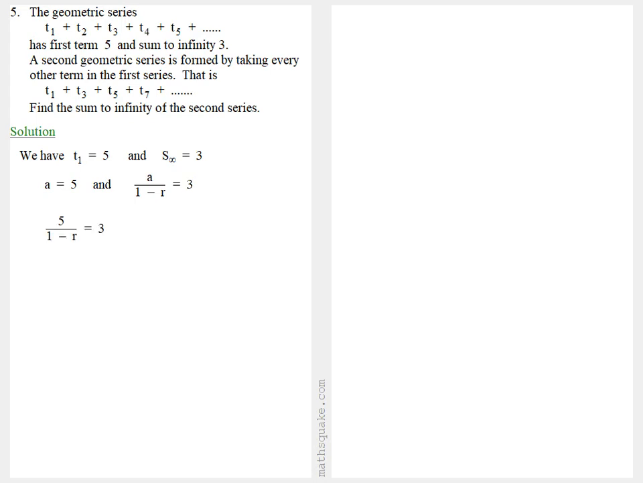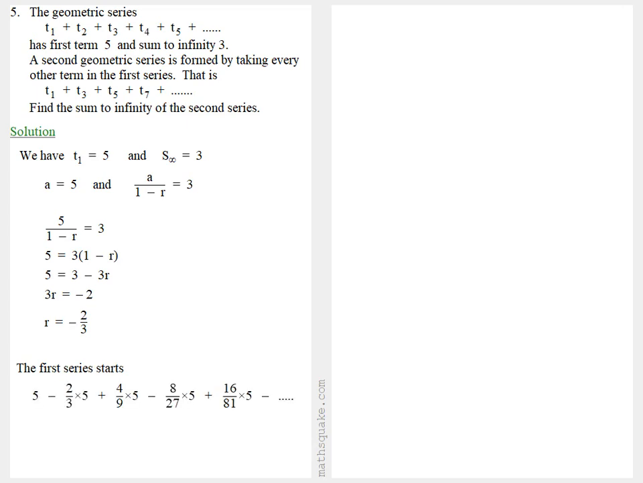Now that means 5 over 1 minus r is equal to 3, or 5 is equal to 3 into 1 minus r. If we expand the brackets, 5 is equal to 3 minus 3r, which means 3r is equal to minus 2, or r is equal to minus 2/3. So the first series is 5 minus 2/3 of 5 plus 4/9 of 5 minus 8/27 of 5 plus 16 over 81 times 5, and so on. Which means the second series is 5 plus 4/9 of 5 plus 16 over 81 times 5, and so on.